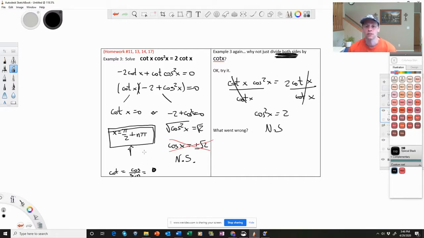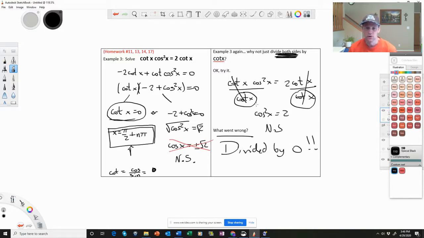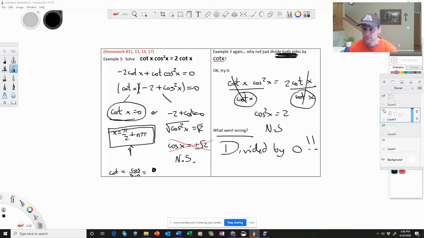So what went wrong? Well, what went wrong is that we divided by 0. Look, the cotangent of x equaling 0 is what gave us our solution. So here, by dividing by 0, we ended up getting the completely wrong answer. You inadvertently divided by 0, and you don't want to do that ever. So don't just divide by the sine of x or the cosine of x or tangent of x on both sides, because you don't know if you're dividing by 0 or not. So don't do it.